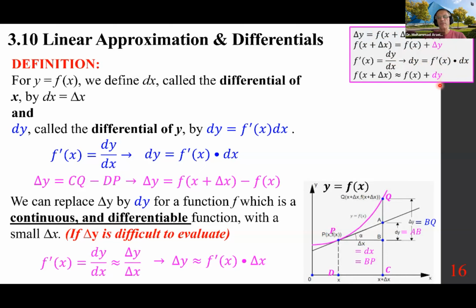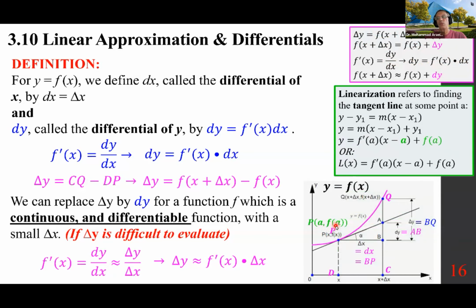Now this point has coordinates a and f of a, and I remind you of a tangent line and how we found it. The tangent line is also called linearization, L of x. That's just another way of calling it. But you don't have to memorize any of them. See, y minus y1 equals m times x minus x1. I hope everybody remembers that. It's a simple point-slope formula. Now, if I call this a and f of a, then I can replace them accordingly, and this becomes L of x. Do I have to memorize it? No, just stick with the point-slope formula, and that's good enough.